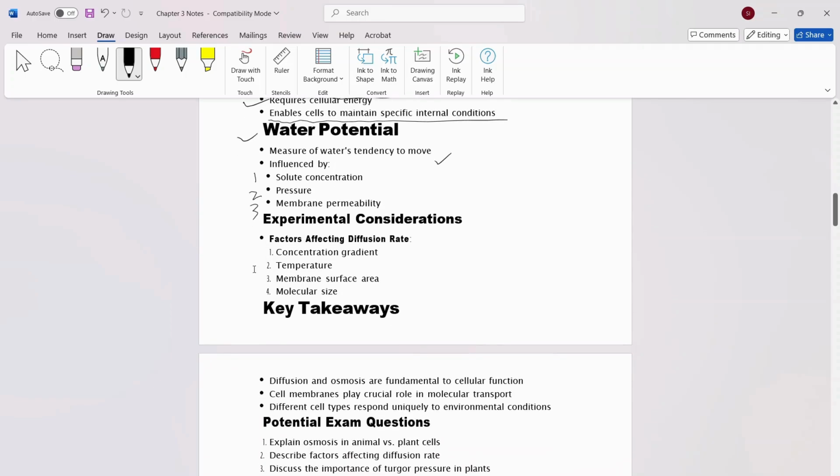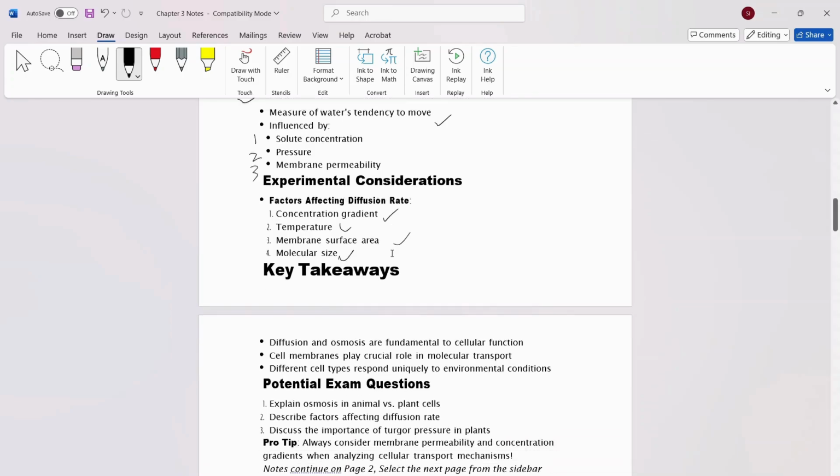Experimental considerations, factors affecting diffusion rate: concentration gradient. Always keep in your mind, these are the points that can give you exact marks, what they are looking for, these terminologies. Temperature is another factor that is affecting diffusion rate. Membrane surface area and the molecular size.